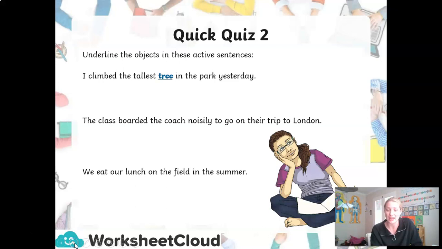Okay, the object in the first sentence is the tree because it is what is being climbed. The coach is the object in the second sentence because the class is the subject and they boarded the coach. And lunch is the object in the last sentence. We would be the subject, eat is the verb, and the lunch is having that verb performed on it. Remember, when you're looking for the object in an active sentence, it's easy to spot: you're looking for the thing that is having the verb done to it.